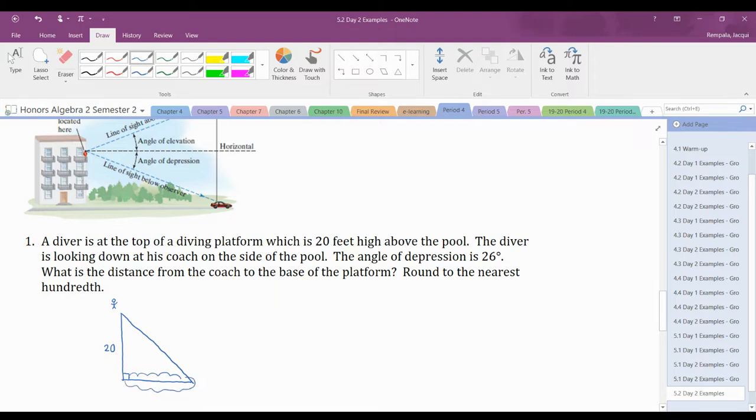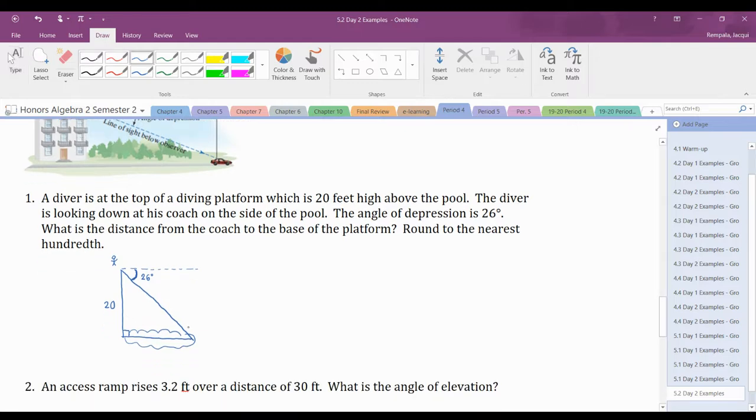Okay, there's the pool. Okay, so he's at the top and he's looking down at his coach on the side of the pool. So remember, here's the line of sight. It's always a horizontal line. He's looking down. This is my angle of depression. It's telling me that it's 26 degrees. We want to know what is the distance from the coach to the base of the platform. So if the coach is down here on the other side of the pool, here is then the base of the platform. The base is always on the bottom. So this, I'm going to call it X.